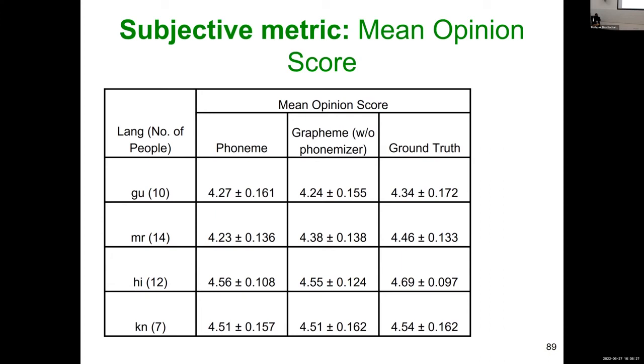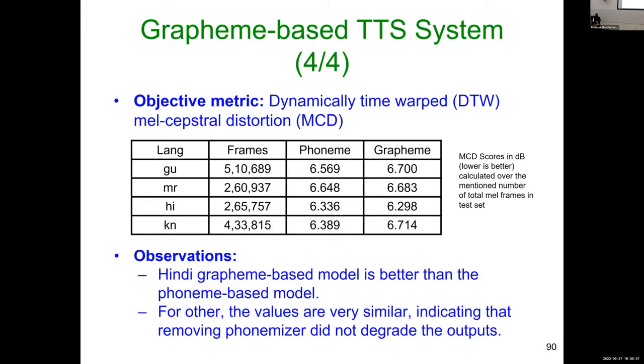translation system. Now, this study was interesting because the languages Gujarati, Marathi, Hindi, and Kannada particularly are extremely regular in their phonetic resource, grapheme to phoneme mapping. We also conducted evaluation based on other metrics like the MCD score, for example.